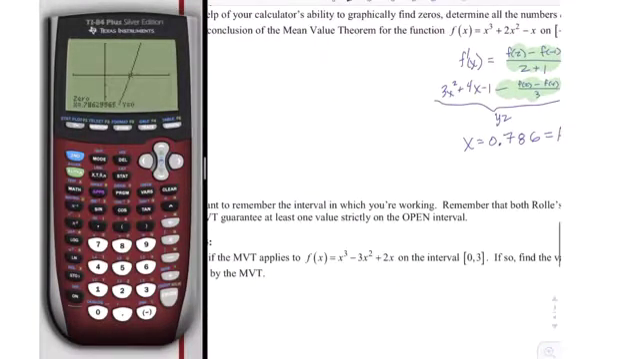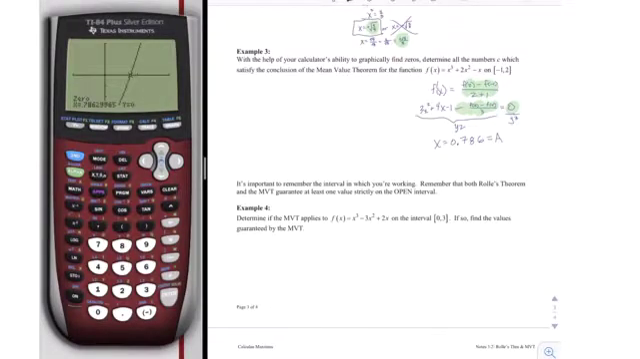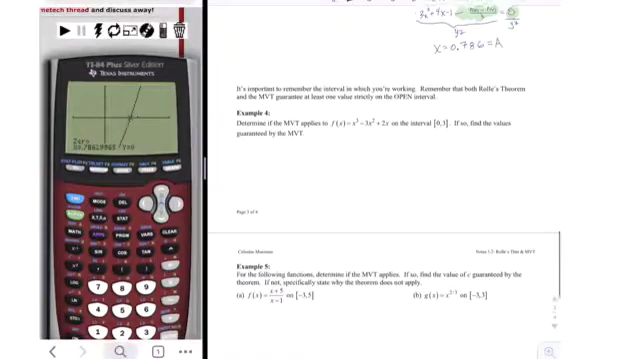Go ahead and do example 4 on your own. Guided practice, and now you have individual practice. This one is a non-calculator question. Example 4, non-calculator.